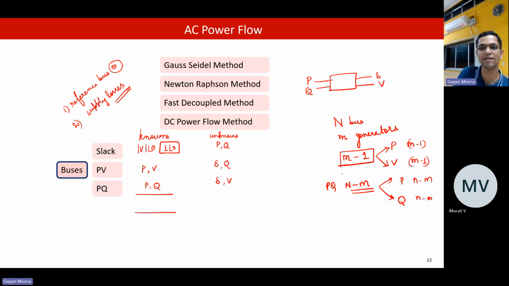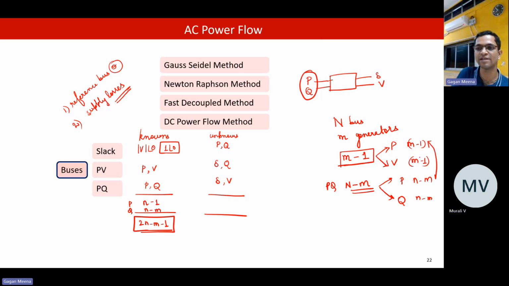So how many knowns are there? The input for our power flow is P and Q. How many P do we need? P is N minus 1, by removing one slack bus. Q is N minus M. So N minus 1 P and N minus M Q. In total we have 2N minus M minus 1.